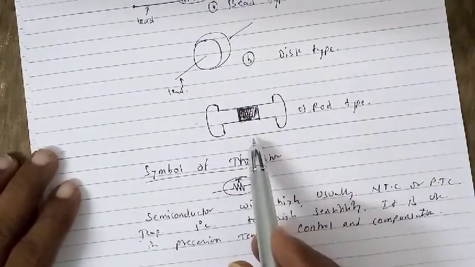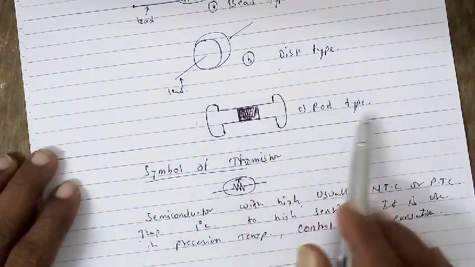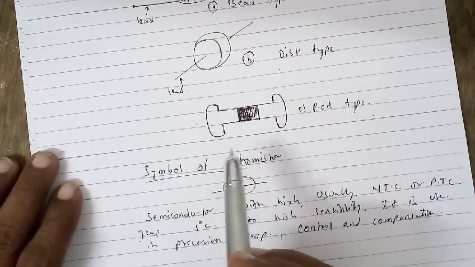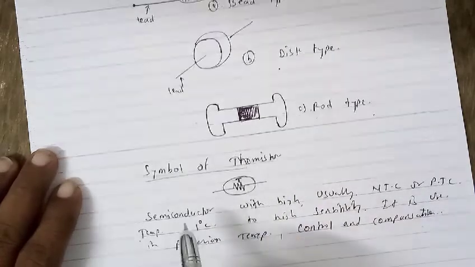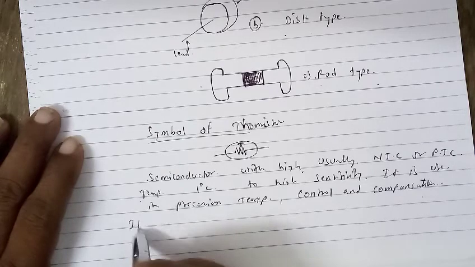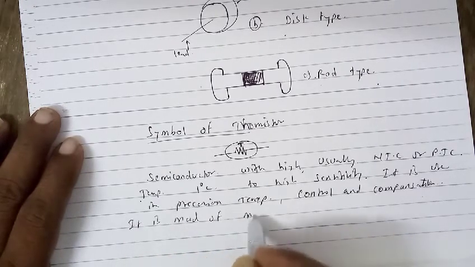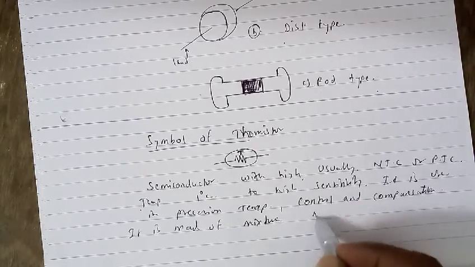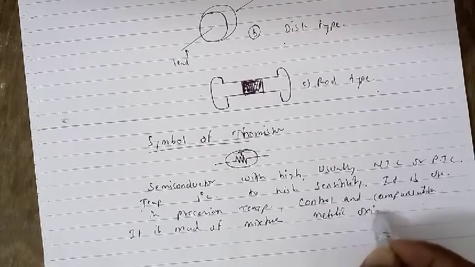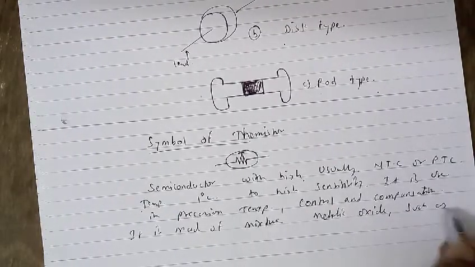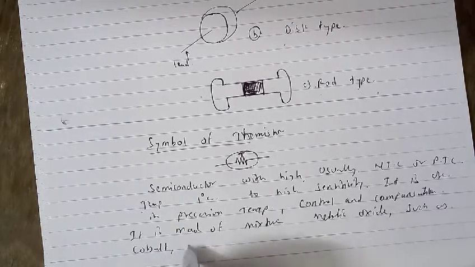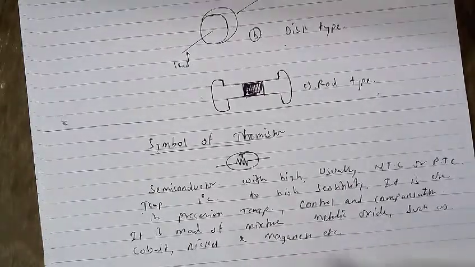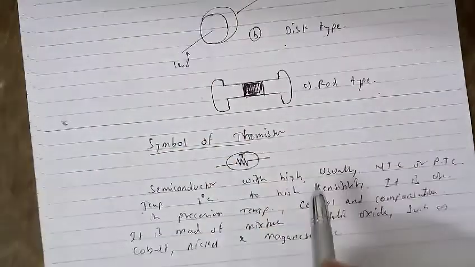Okay, here we are going to observe three types: the bead type, disc type and rod type. Thermistors are made of a sintered mixture. Which mixture is this? It is a metallic oxide, such as cobalt, nickel and manganese, etc. So by using these, the thermistor has been built up.